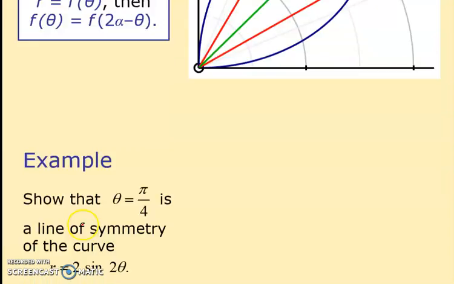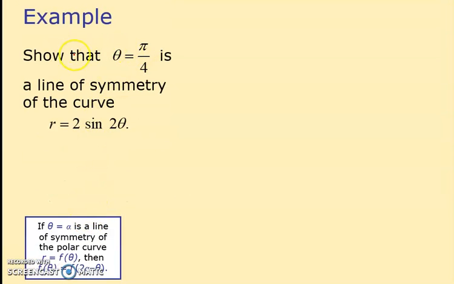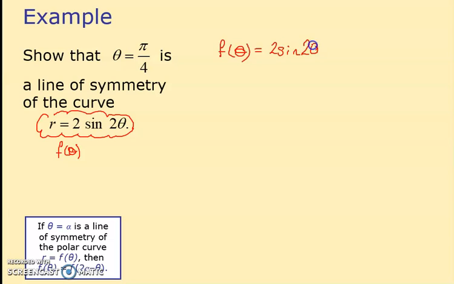So if I show you what I mean by that, here's an example I've got here: show that theta equals pi by 4 is a line of symmetry of this curve. So this is, if you like, our function f of theta, and it basically says, if I do f of theta, I know it's 2 sine 2 theta. That's what we've said here. But then what I also do is I find what f of 2 alpha minus theta is. And the alpha effectively is this. So my alpha is pi by 4.